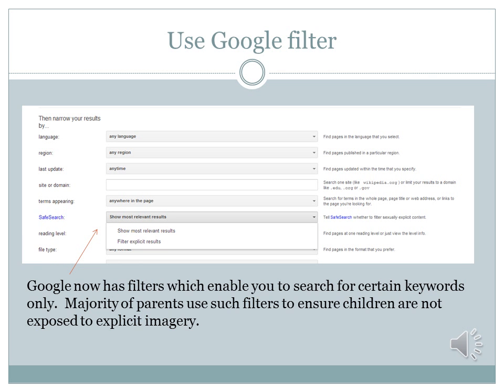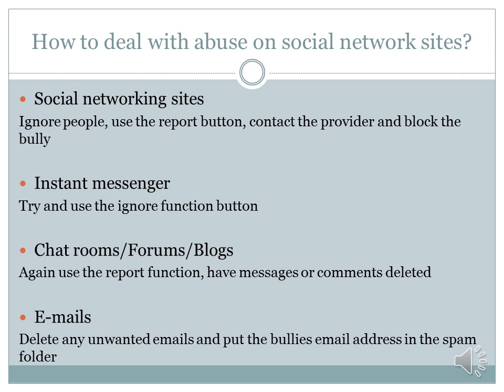A very common way to filter these keywords is to use Google Filter. So as you can see from the screenshot, Google now has filters which enable you to search for certain keywords only. The majority of parents use such filters to ensure that children are not exposed to explicit imagery. This is helpful if there are certain keywords that the parents don't want them to see, then it is always good to put these keywords on there via Google Filter.